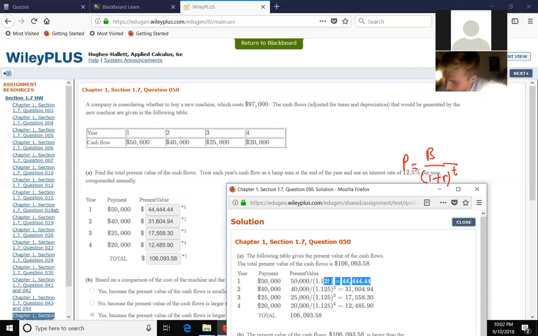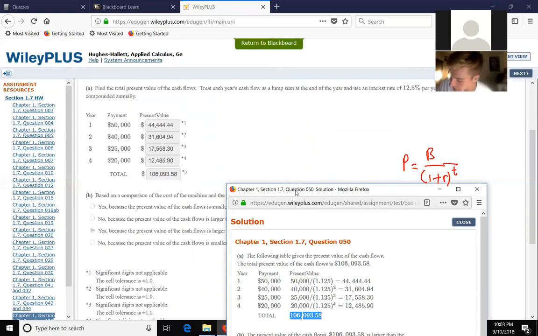Yeah. So B would be the future value, so that'd be 50,000. Yes. And the next one is 40,000, and 40,000 goes to B, and that is year 2, when your T is 2. And then it's just raised to the year, right? Yeah, and then you add all of them together, you get the total, 106. Yeah.